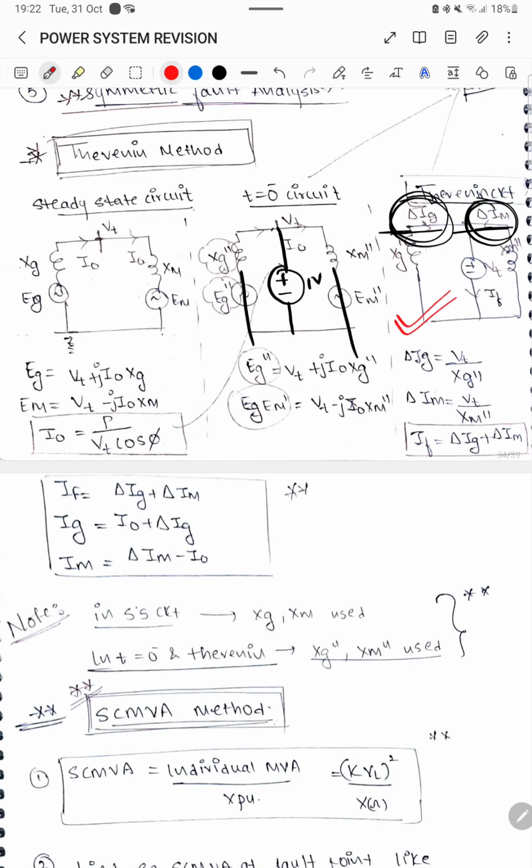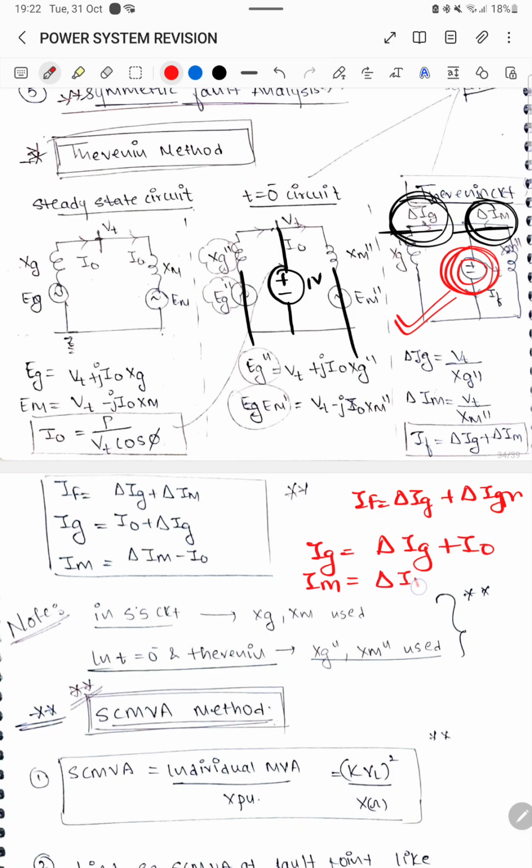Here you don't require EG dash, EM dash, nothing. You just need to replace the fault terminal by a 1 volt source and find delta Ig and delta Im. So the fault current would be nothing but delta Ig plus delta Im. Now, if you are asked to find Ig, you will find delta Ig plus I naught, that is Ig, and Im would be nothing but delta Im minus I naught. Got it, right?